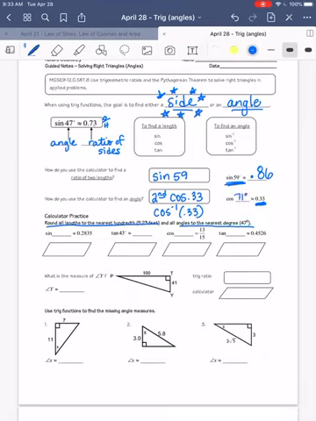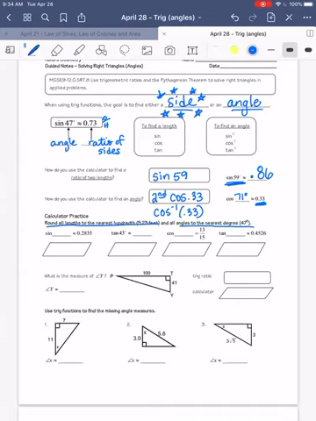Okay, so when we're looking for sides, we're going to be typing it in pretty much like we're used to, I guess you could say. If we're finding an angle, we have to hit that second button first to make it do the inverse, which is that little -1. Okay. So let's practice a few in the calculator.